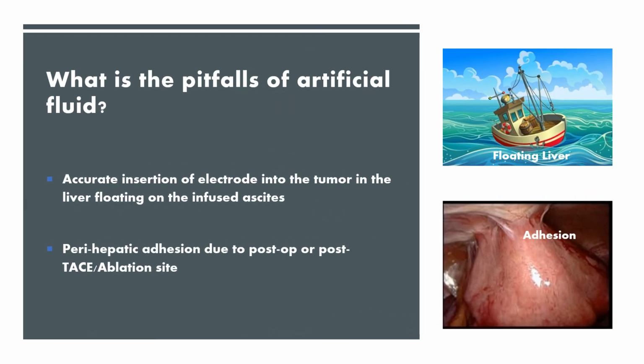Finally, what are the pitfalls of artificial fluid? First, accurate insertion of the electrode into the tumor in the liver floating on the infused ascites is sometimes more difficult than expected. Second, perihepatic adhesion due to post-op, post-TACE, or ablation sites is well known for technical failure of artificial ascites. In this case, we have to use hydrodissection using the spinal needle.